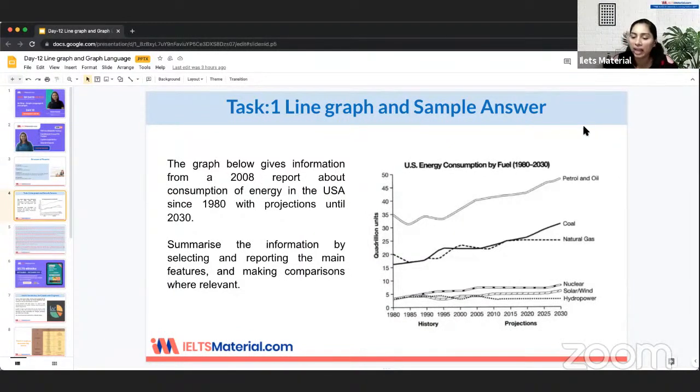Petrol and oil. Okay. Which is the second highest? Which is the second highest? Coal. And the third one is?